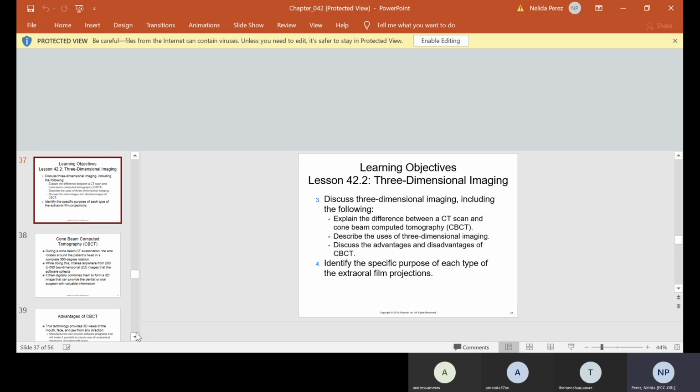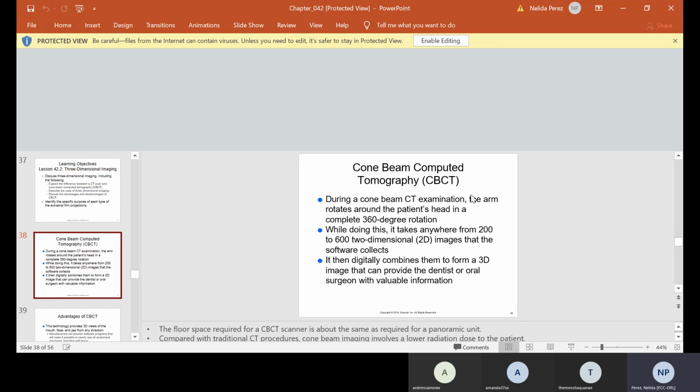So, learning objectives, we're going to continue. We're going to discuss three-dimensional imaging, including the following. We're going to explain the difference between a CT scan and cone beam computed tomography, CBCT. Describe the use of three-dimensional imaging. Discuss the advantages and disadvantages of CBCT. And identify the specific purpose of each type of extraoral film projection.